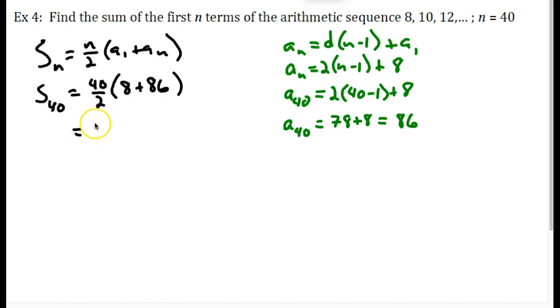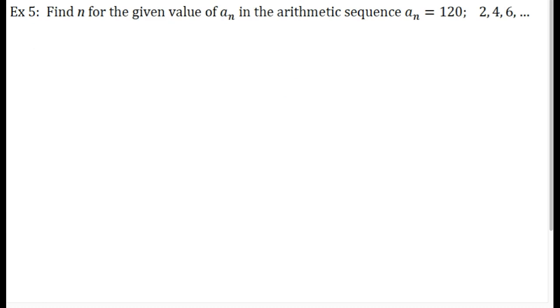So this will end up being 20 times 94, and 20 times 94 is 1,880. So if I were to add the numbers from 8, going by 2, 8, 10, 12, all the way up to 86, if I were to add all those together, I would get 1,880. Right? So, oh no, we get 2 more examples.